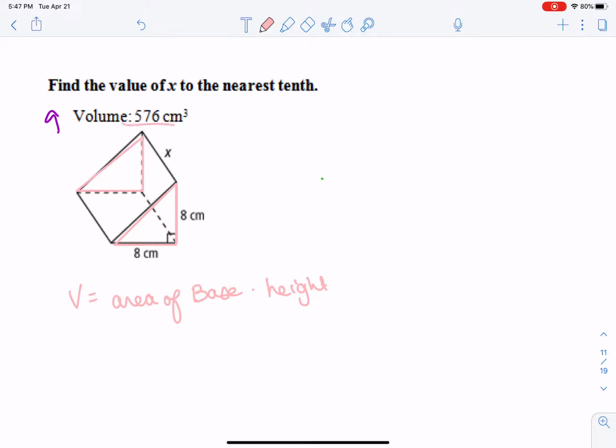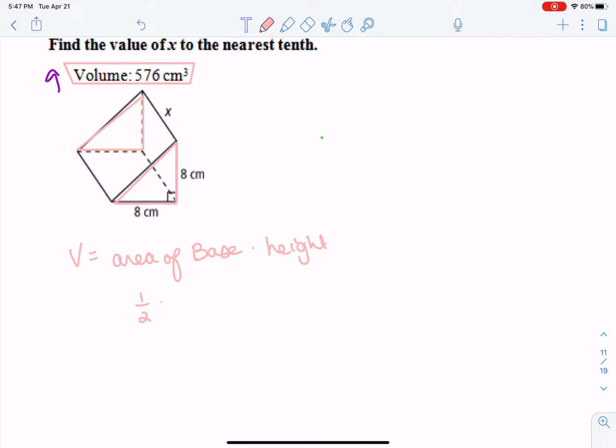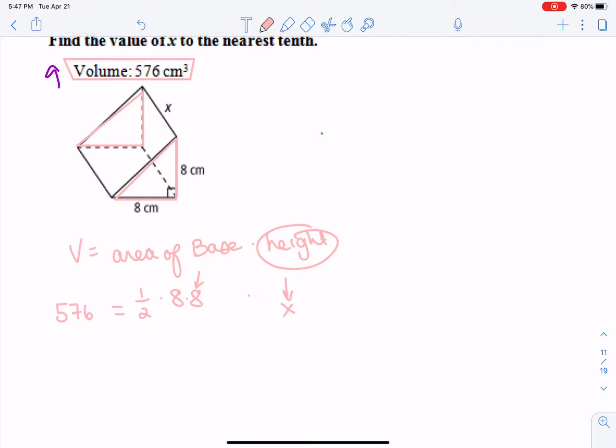This time they gave us the volume and they want us to work backwards. So that's why I kind of did this one. So our area of our base would be the area of a triangle, 1/2 base times height, which is 8 times 8. And then the height of the whole prism, which is different than that height, is actually x in this case. But we do know that the volume of the whole thing equals 576.